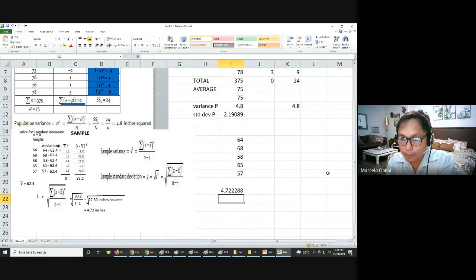Let us check, no? Ayan. They're the same. Okay? So I'm done.